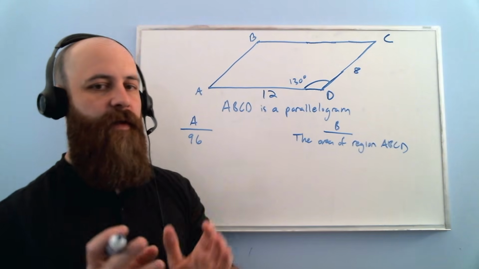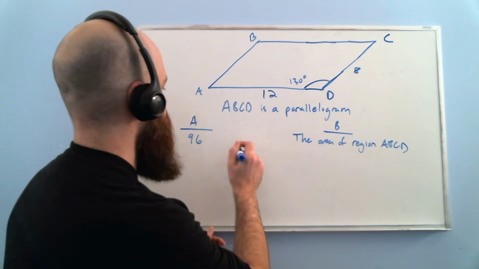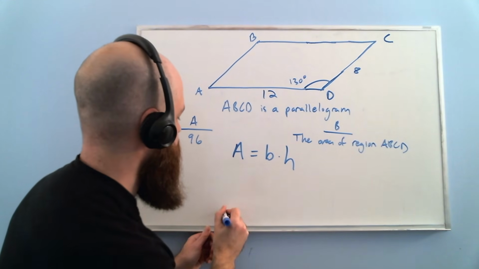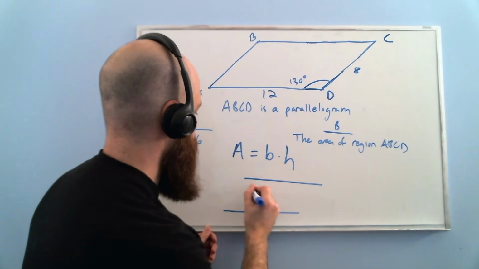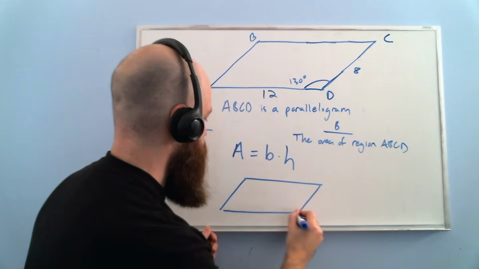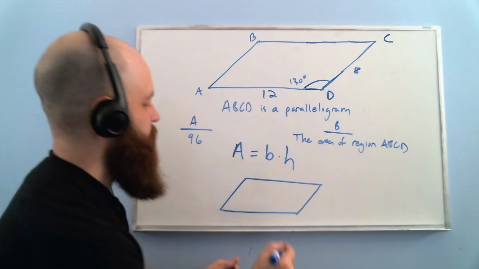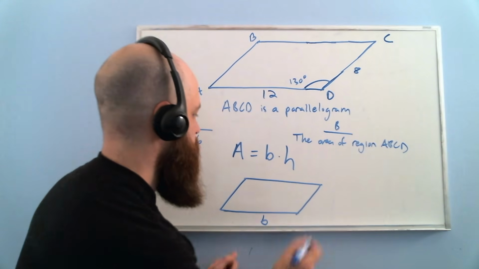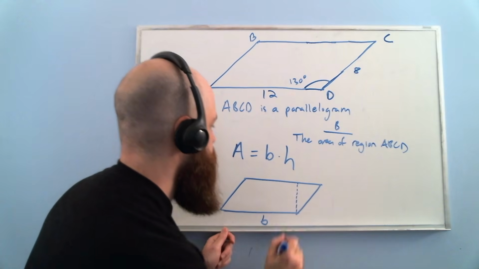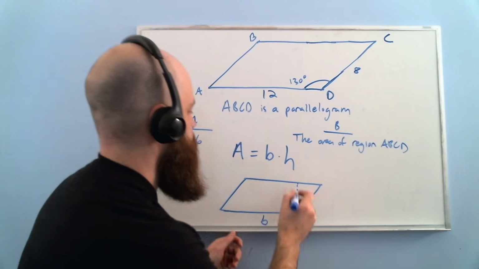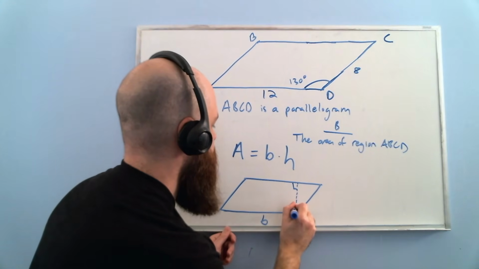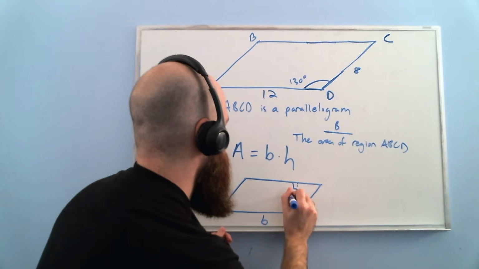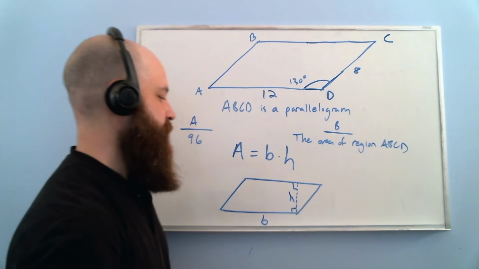Okay, so I want to find something about the area of this parallelogram. So we need to know the area formula, which is base times height, but I also need to know how to find the base and the height of a parallelogram. So the base, let's say, is just any old side. I could pick any side. I'll just pick the bottom for simplicity. Now the height is going to be the distance between the base and the side opposite. So to find that, I'll draw a line that makes a 90-degree angle with both the base and the side opposite the base. And then the length of that line that I drew will be the height.